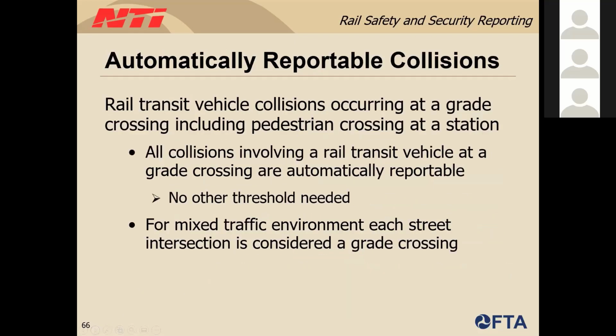Rail transit vehicle collisions at a grade crossing are automatically reportable. This includes pedestrian crosswalks at stations. A grade crossing is where the rail tracks and a road or pedestrian pathway intersect. For systems running in mixed traffic, such as all streetcar and many light rail systems, each street intersection is considered a grade crossing.